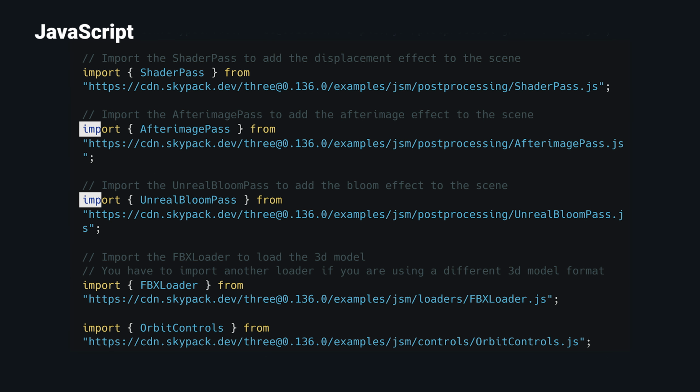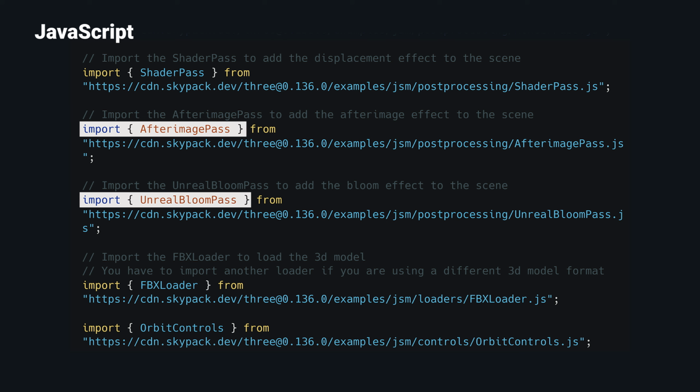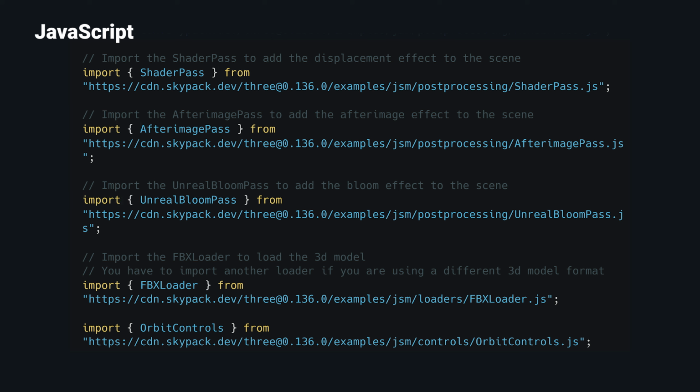The following components are not necessary for the displacement, but I tend to use them in most of my scenes to add some additional effects. Then I use the VertexShader to import my 3D model, but you may use a different loader if you're importing a different file type. Lastly, I import the orbit controls to let the user move the camera around. So far about our import statements.